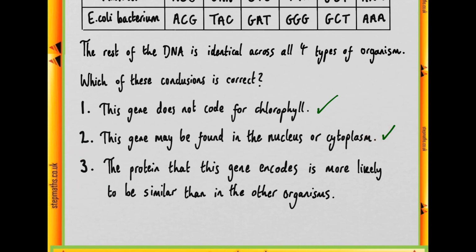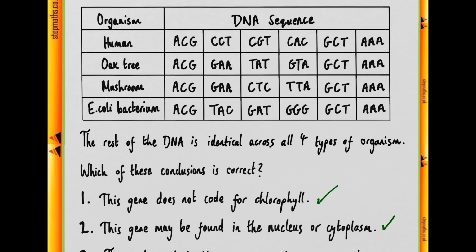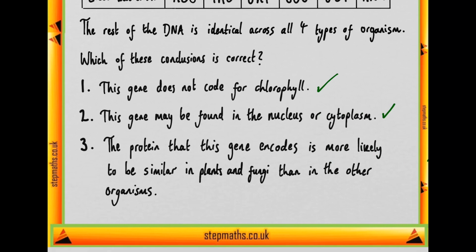Moving on to statement 3, the protein that this gene encodes is more likely to be similar than in the other organisms. Or rather, they're more similar in plants and fungi than in the other organisms. Now, why might the student have concluded that? Well, they may have looked at this extra codon that we identified as being similar between the oak tree and the mushroom, and then thought that that might mean that in plants and fungi more generally, the protein that the gene encodes is more likely to be similar.